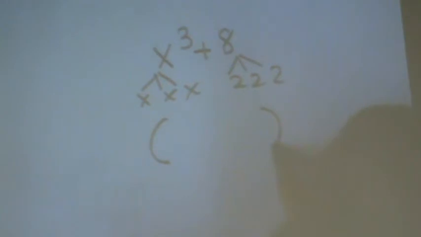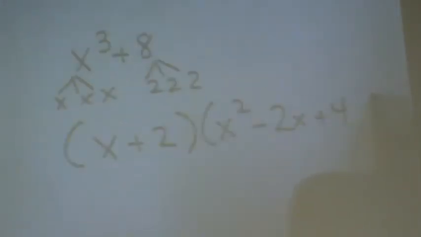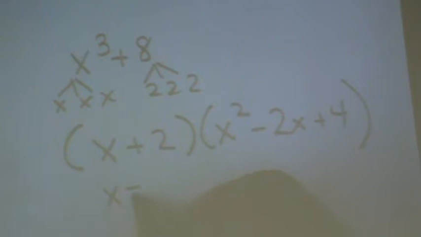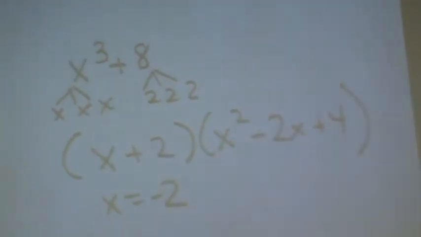It's x, 2, 2, 2. And so in your binomial, you'd have x plus 2 instead of x minus 2. And then this would be x squared minus 2x and then plus 4. You get it? So one of your answers would be -2, and then you do this one.